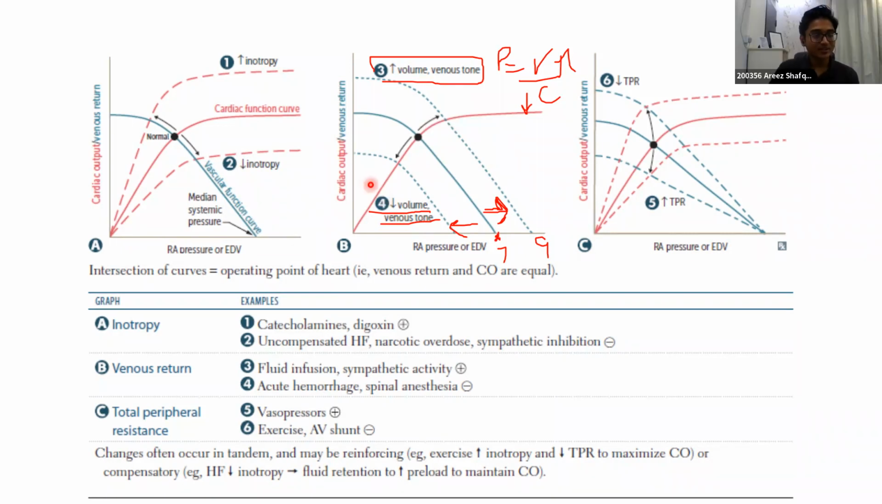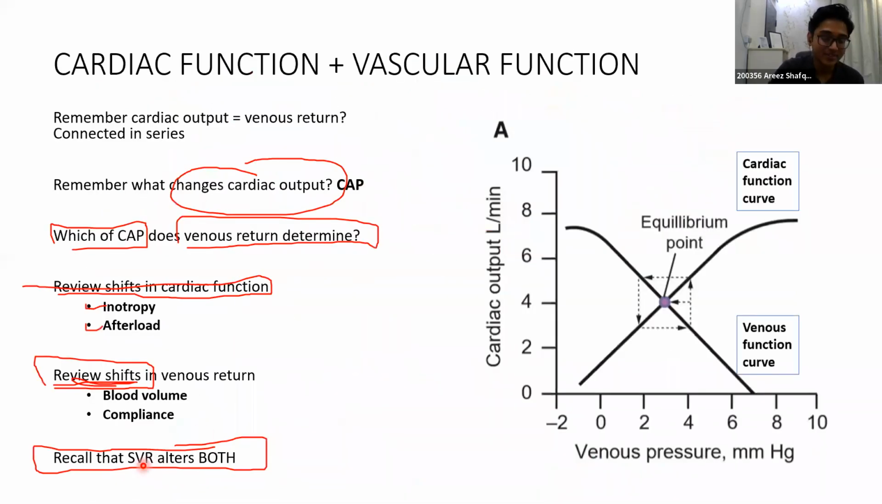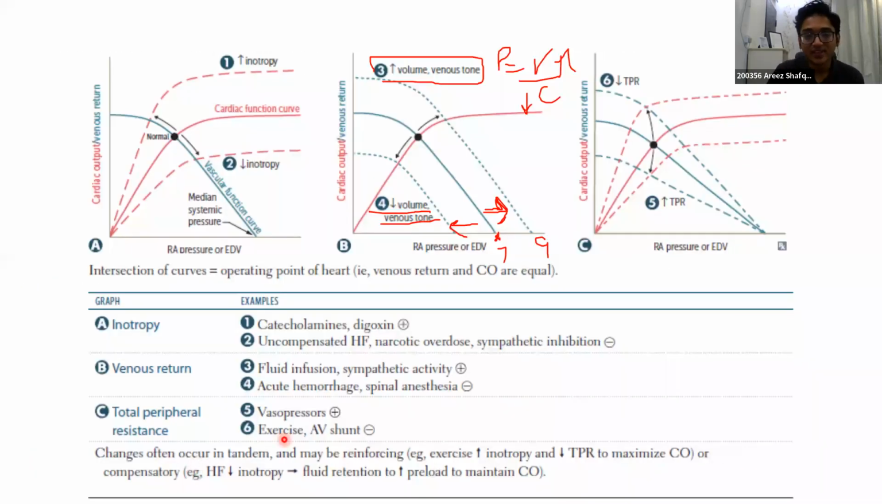Now we're going to move on to, remember in the last slide I told you that systemic vascular resistance alters both. This third curve shows you that. So this continuous red line is the cardiac function curve baseline. This straight blue line is the venous function curve, and this is the normal equilibrium. Let's say I vasodilate. What happens to afterload? Increases because more venous return. Afterload, I mean preload.